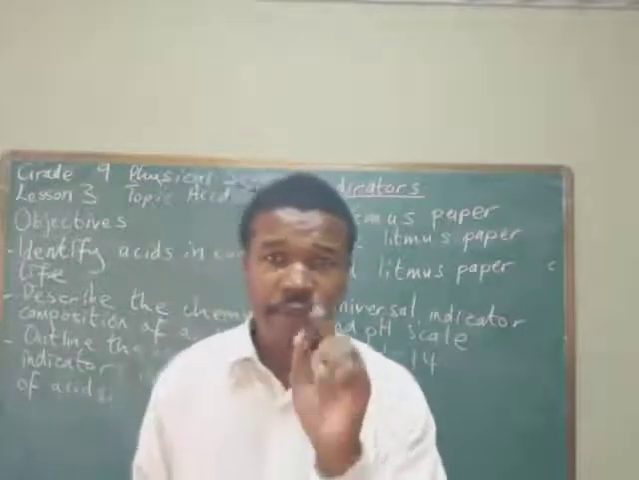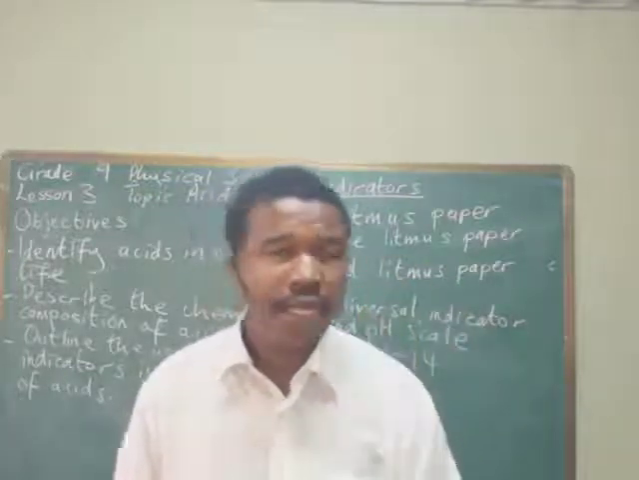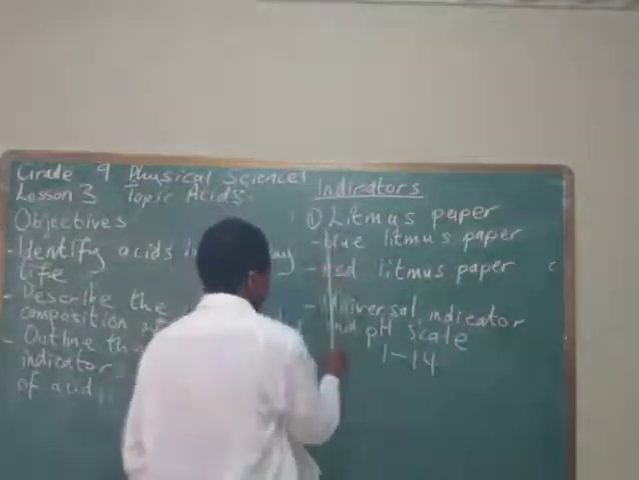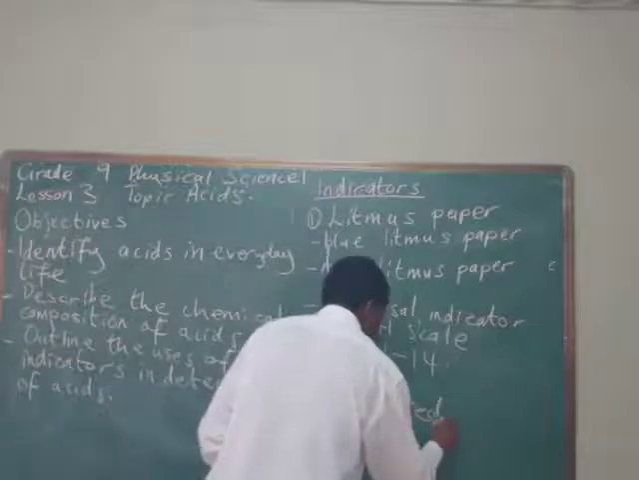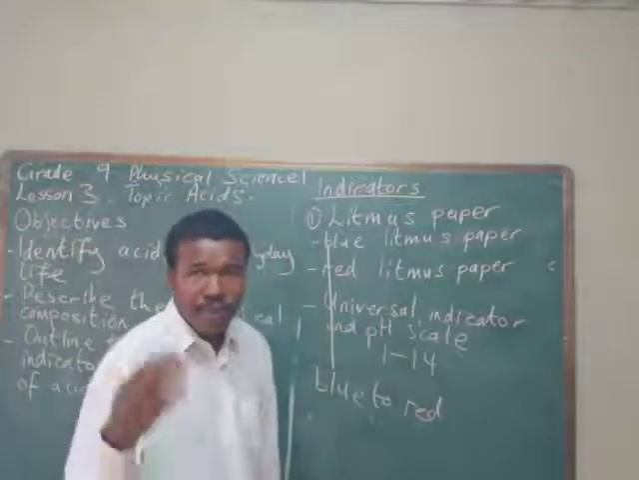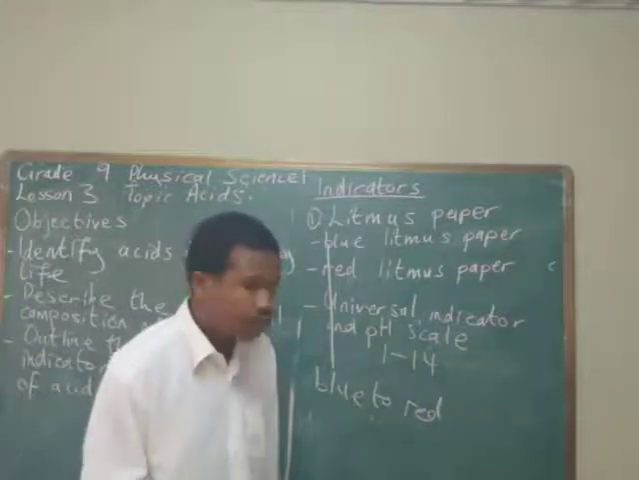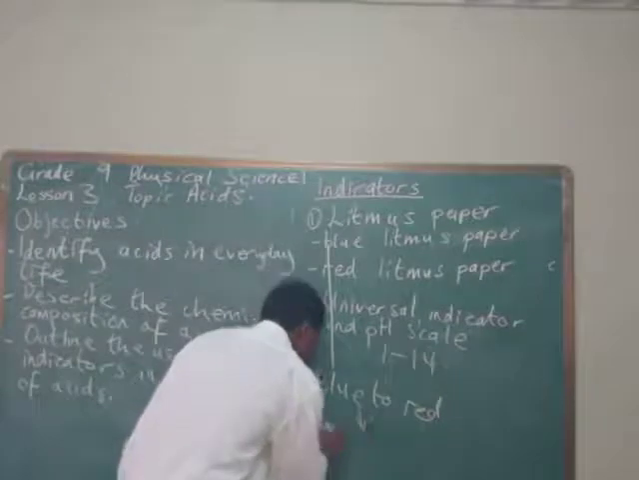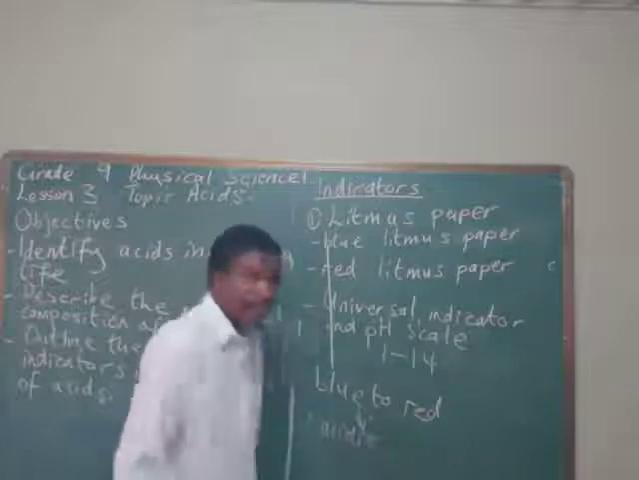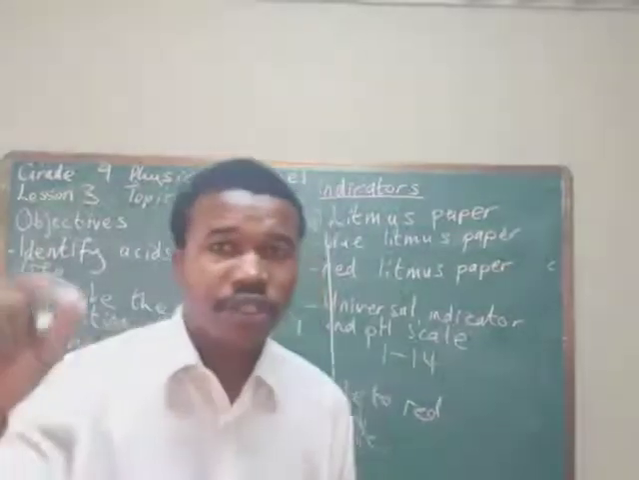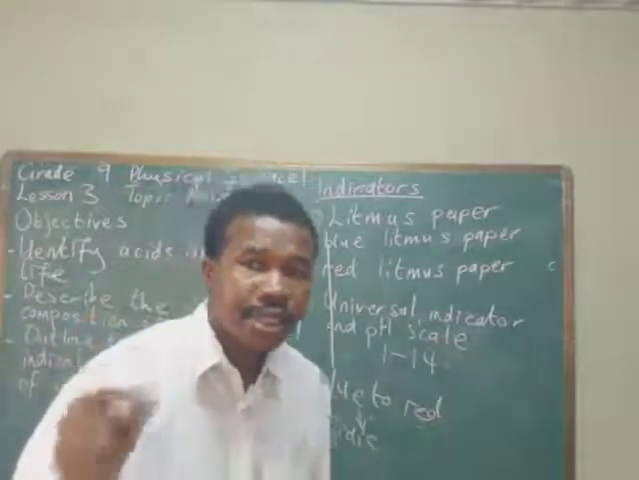So if the blue litmus paper is dipped into a substance and it changes from blue to red, what will that substance be? The substance in which that litmus paper was dipped would be acidic. So if you take your litmus paper and dip it into a liquid, and it changes from blue to red, it means that substance is acidic.